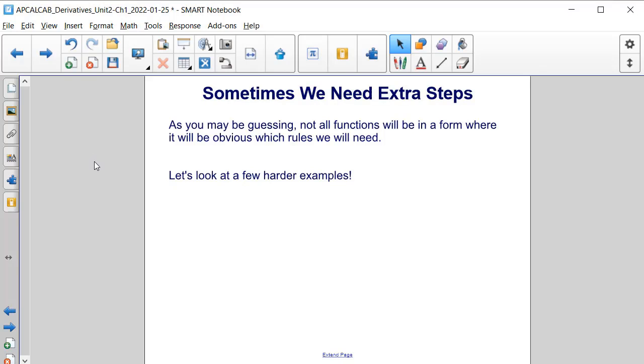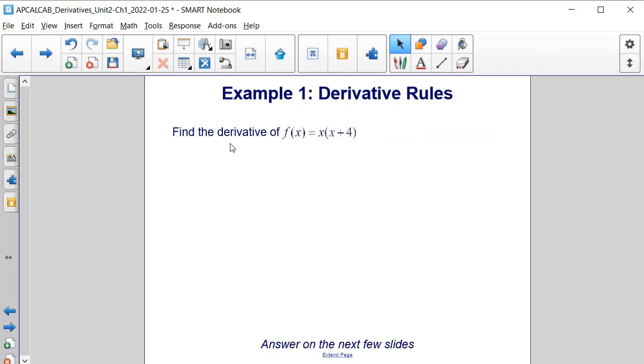As you may be guessing, not all functions will be in the form where it will be obvious which rules we will need to use. Sometimes we're going to need extra steps included within that process. Let's look at a few harder examples.